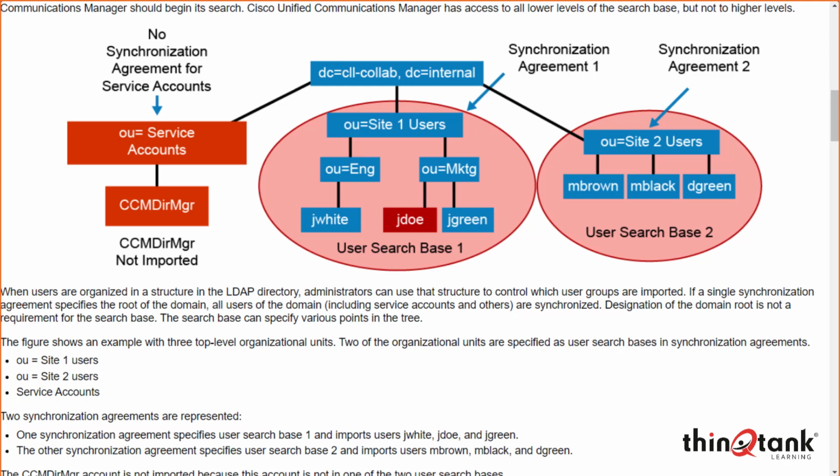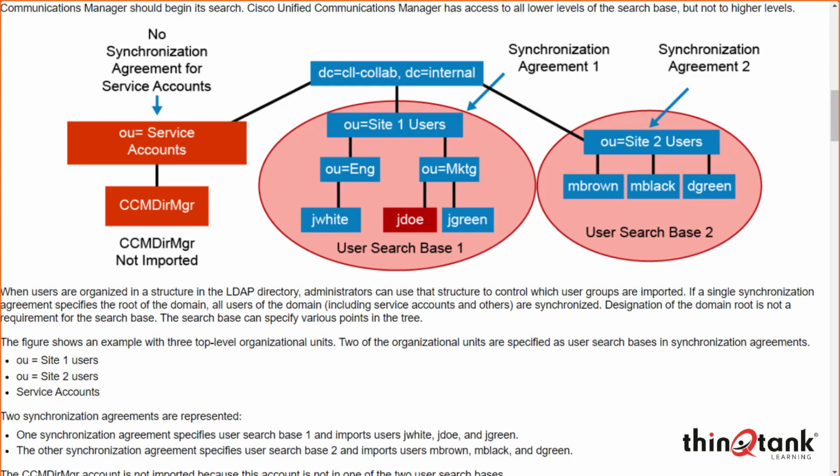So in this diagram, we're seeing an example with 3 top-level OUs. 2 of the OUs are specific to users. OU1 is Site 1 users, and OU2 is Site 2 users, and then we have a service account OU. We have 2 synchronization agreements configured. One specifies that we're going to use search space 1 and import users J White, John Doe, and J Green. The other says we're going to go into search space 2 and import users M Brown, M Black, and D Green.